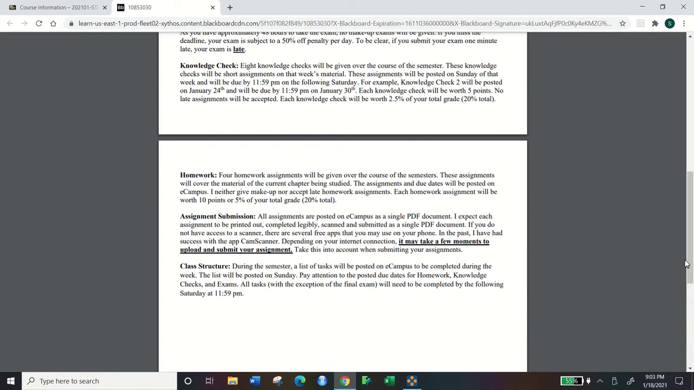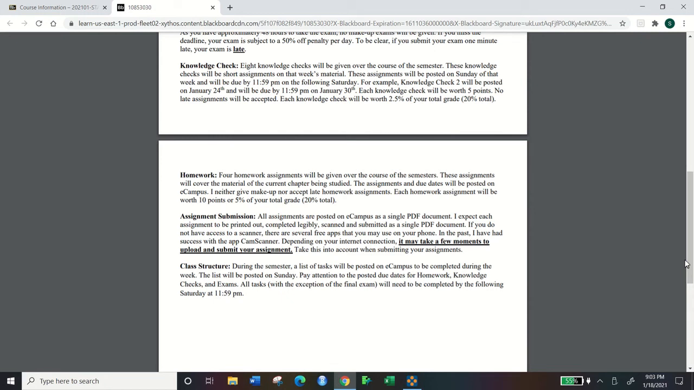I score each of those knowledge checks out of 5 points. I do not accept late assignments for this, or do makeups, particularly because you do have an entire week to complete the knowledge check. And each knowledge check is worth 2.5% of your grade, or 20% total. I do want to remind you at this point that your overall grade is percentage based, so the knowledge checks are worth 20% of your grade.